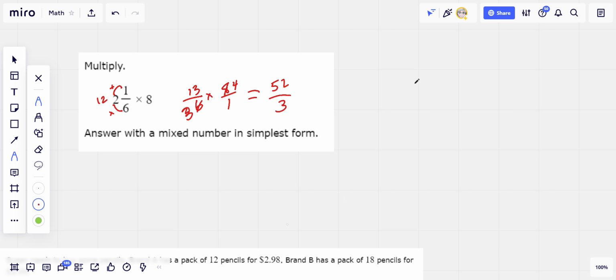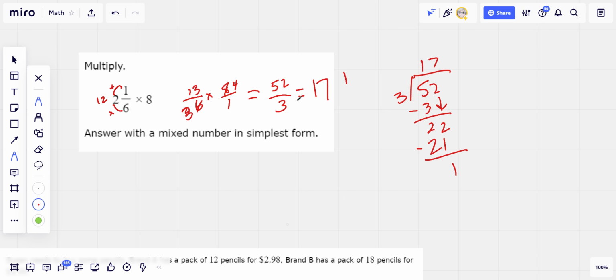How many 3's in 52? I'm just going to do the division again. How many 3's in 5? Well, 1. 1 times 3 is 3, so that gives us 2 there. We bring down the 2. How many 3's in 22? Well, 3 times 7 is 21, so we'll do that one. When we subtract, we get a remainder of 1. So our answer here is going to be 17 and 1/3 left over. So that is a little more work with multiplying mixed numbers and whole numbers.